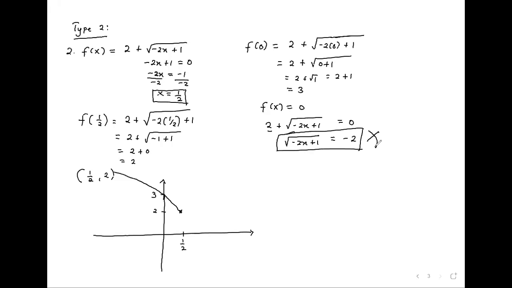The same can happen to the y-axis if it doesn't have a y-axis value. If it doesn't exist, you will notice that when you put 0 inside there will be a negative inside the root, meaning no y-intercept. So you can't go to the left, you have to go to the right. All right, thank you.